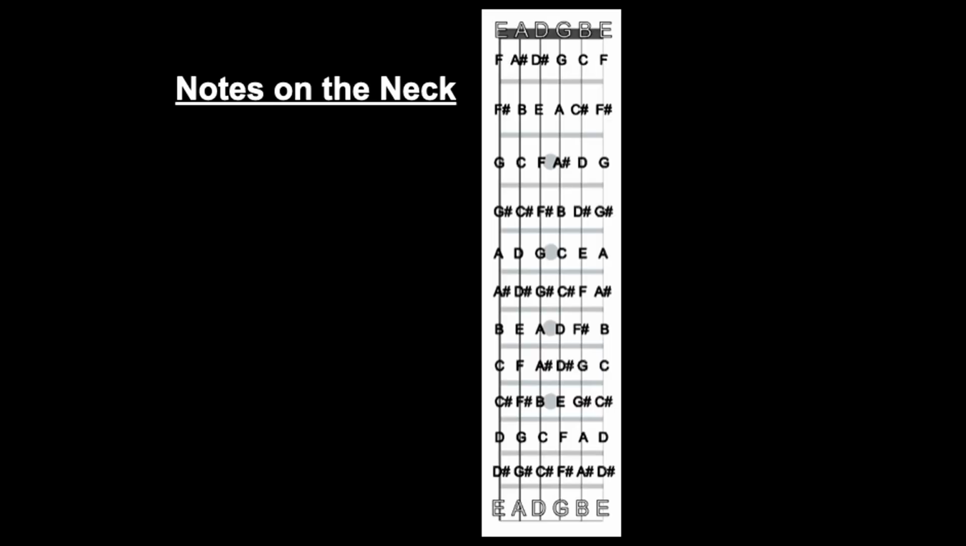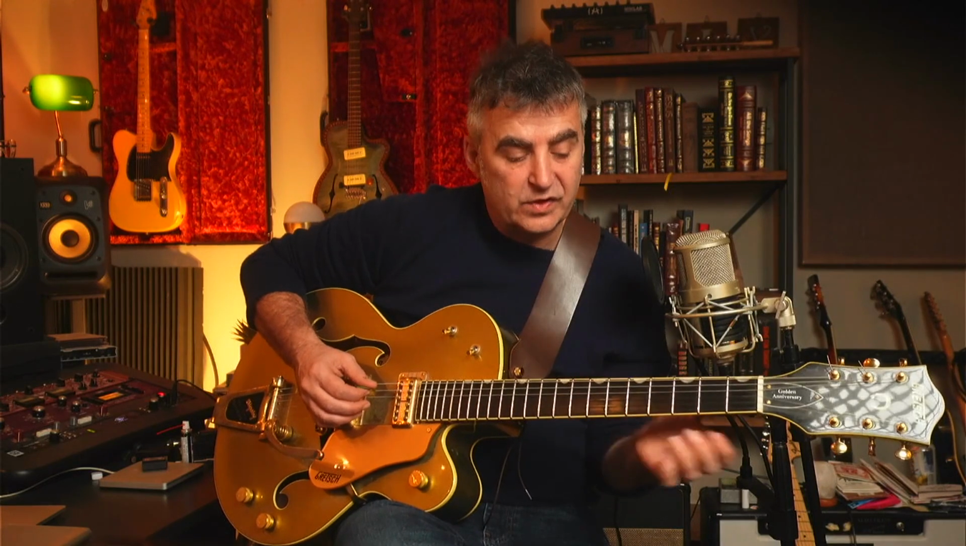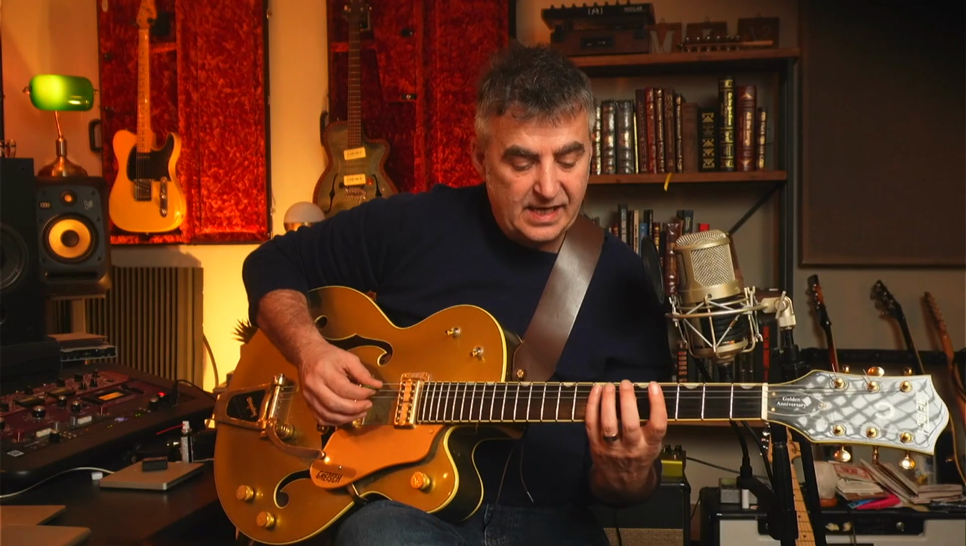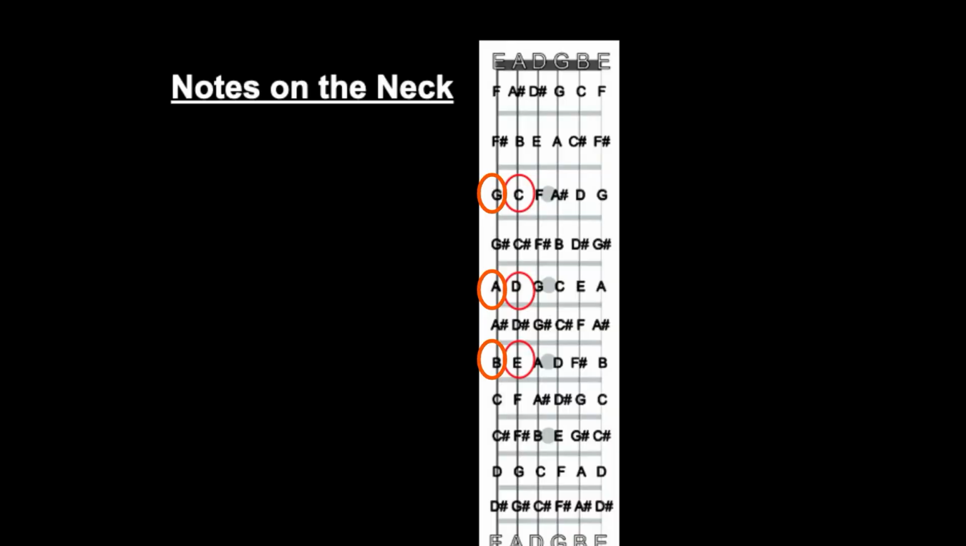In music, you've got 7 notes, A, B, C, D, E, F, G. That's the musical alphabet. And in between, you've got the sharps and flats and so on. But let's start on the 6th string here. If you figure out the names of the notes on these dots, you've got G, A, and B. And then on the 5th string, you've got C, D, and E. So just start by memorizing those. G, A, B, C, D, E. So that's all the natural notes except F.